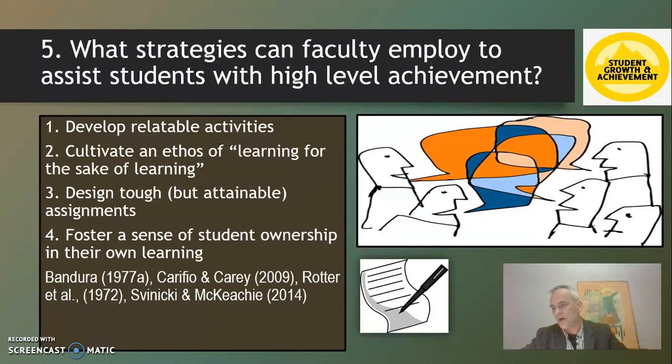Strategy 3, design tough but attainable assignments. The locus of control model predicts that a person's behavior is largely determined by the person's expectancy that certain outcomes are likely to occur. Social learning theory also recognizes the empirical law of effect, namely that individuals are motivated to avoid or attain certain aspects of their environment. That's again from Carifio and Carey. If learning is impossible, students can become demoralized. Therefore, we should strive to make learning challenging but doable. Challenge is a big source of motivation for students, but only if there is hope of success. Again, advice from Sfineke and McKeechee.